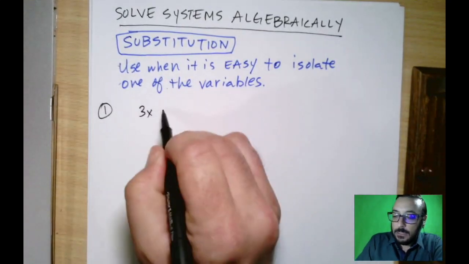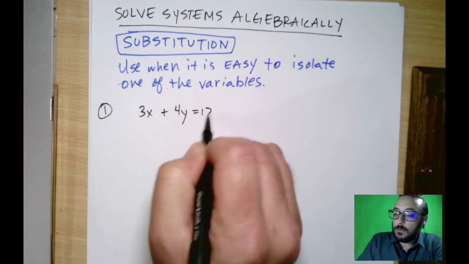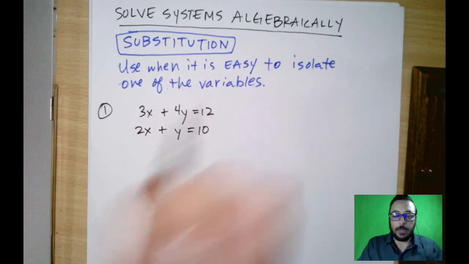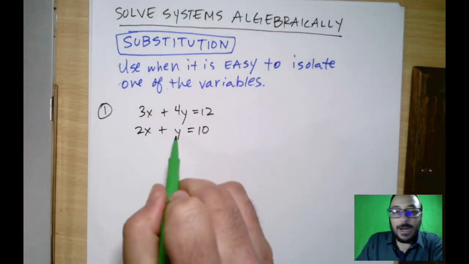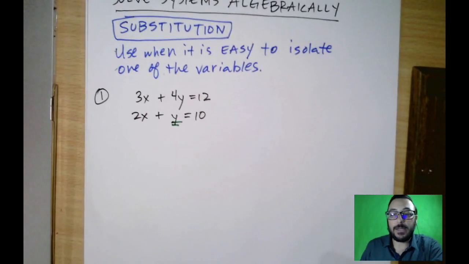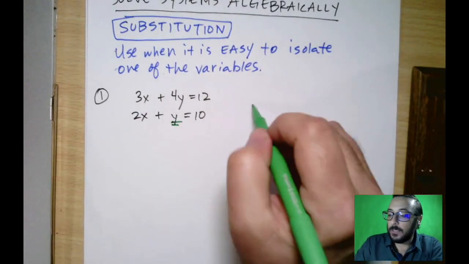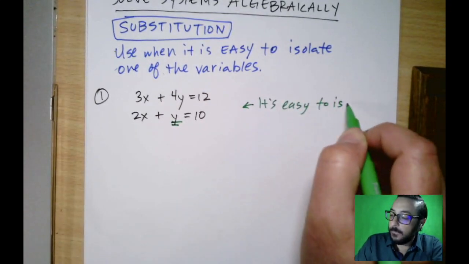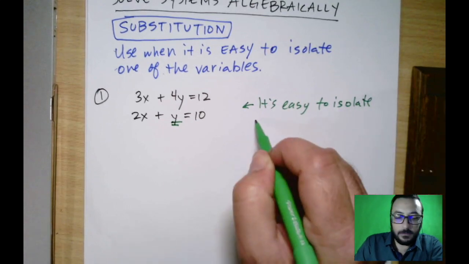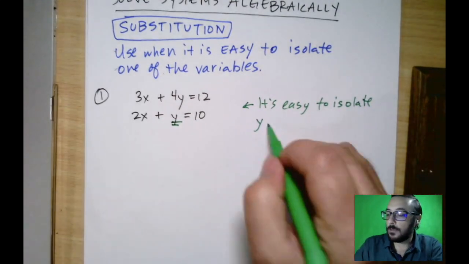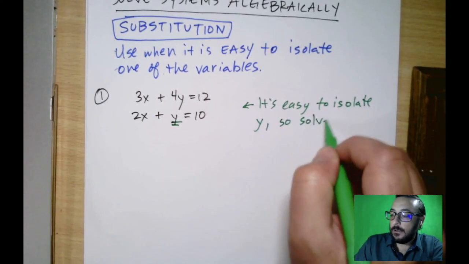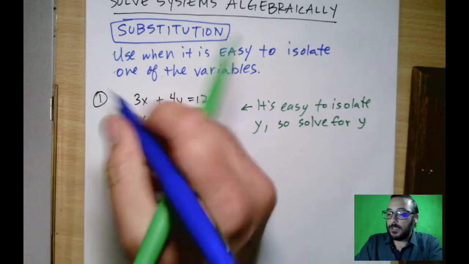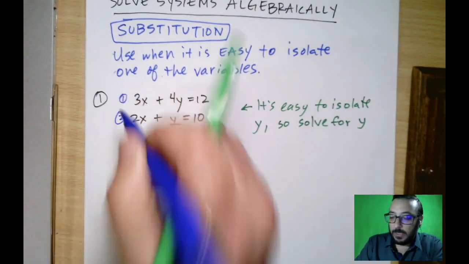So 3x plus 4y equals 12 and 2x plus y equals 10. So here, because our y variable is by itself, right, there's no coefficient on it, it's going to be easy to isolate the y. Right? So we're going to solve for y in that second equation. And what I like to do actually is label my equations 1 and 2 just to kind of help keep track, right?